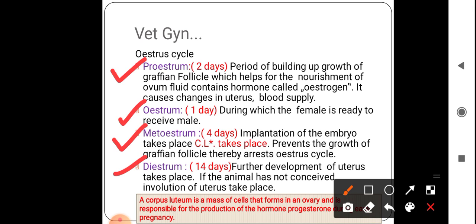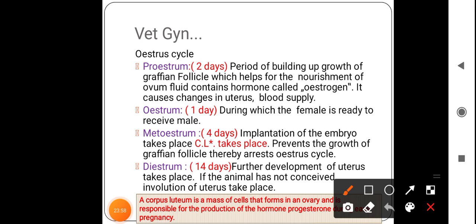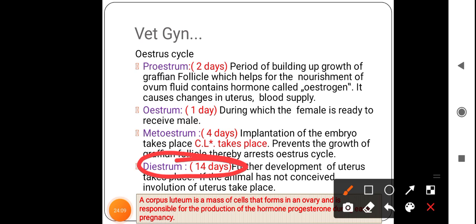Proestrum ranges for 2 days, estrum ranges for 1 day, metestrum ranges for 4 days, and diestrum ranges for 14 days. Normally the total range of the estrus cycle is 18 to 22 days, out of which the shortest period is estrum, only 1 day, and the longest period is diestrum, that is 14 days.